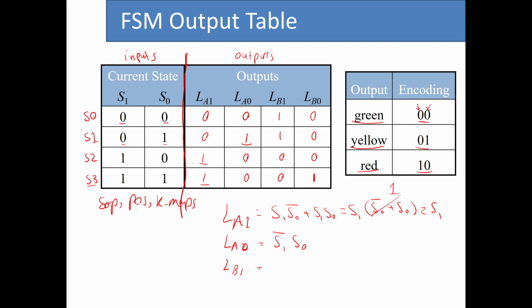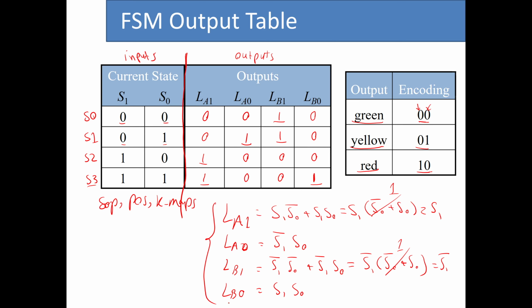We have LB1. We have these two rows for which the output is 1. So that is S1 bar S0 bar plus S1 bar S0. Now if I factor out S1 bar, I get S1 bar multiplied by S0 bar plus S0. This is 1 again, so this is S1 bar. And then finally we have LB0, which is only 1 for this row, and this is equivalent to S1 and S0. So these are the 4 equations that show the relationship between the output encoding and the current state of the system.